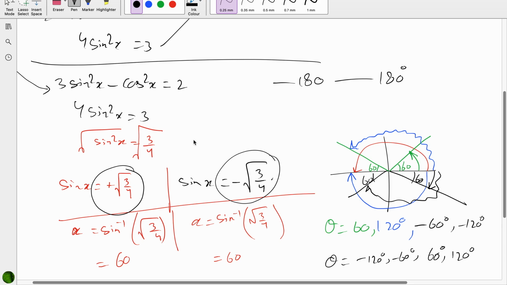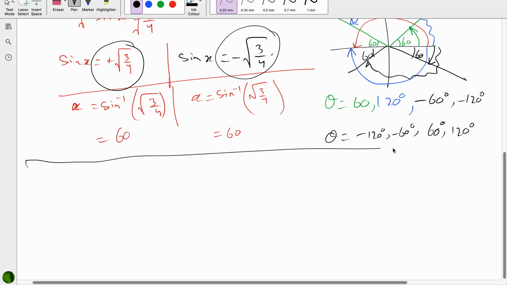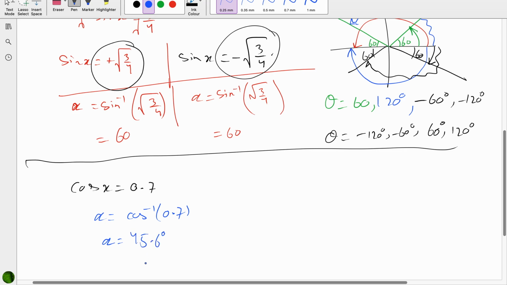If you need practice for the second part, we can do an example. Let's say we have a question: after solving everything, we have cos x is equal to 0.7. So what will be the basic angle? Alpha is equal to cos inverse of 0.7. What is the answer? Alpha is equal to 45.57. So I'm writing 45.6 up to one decimal place.